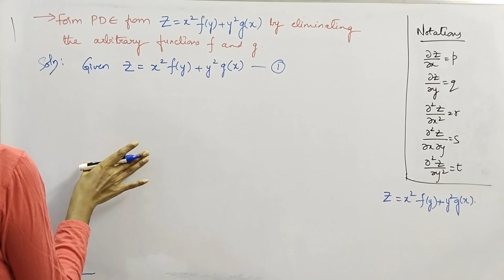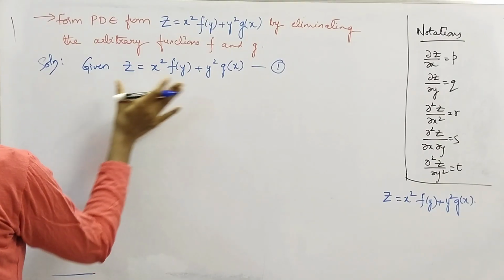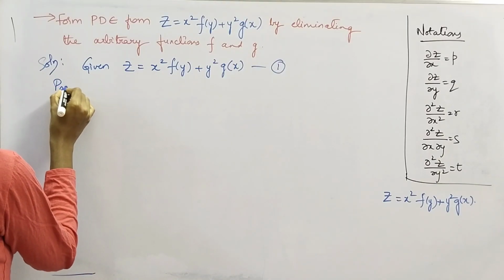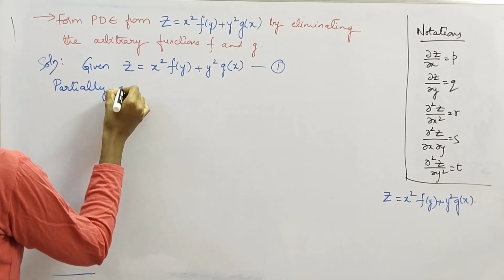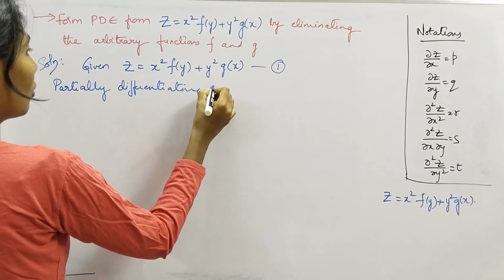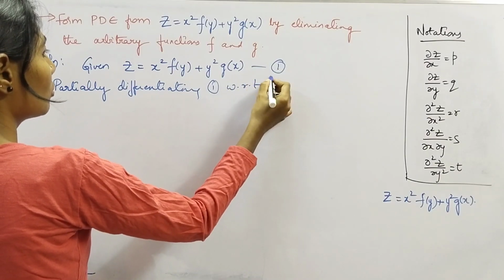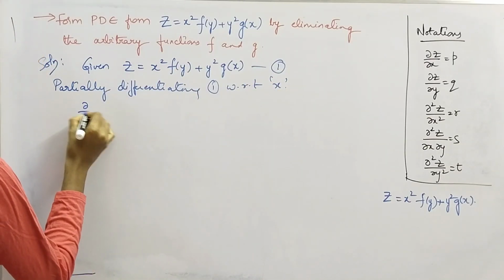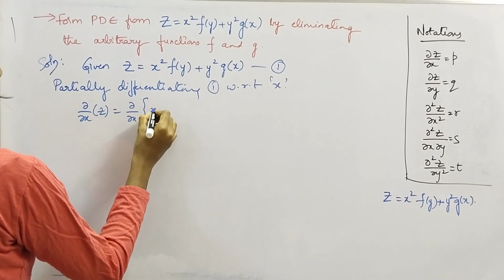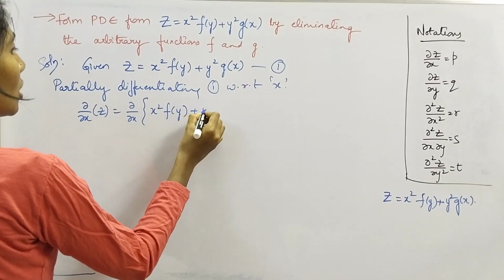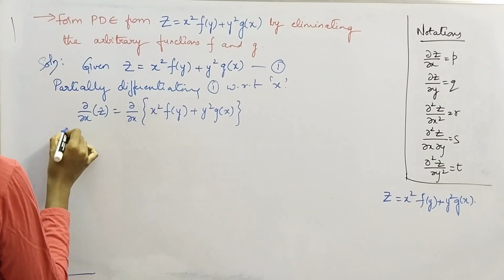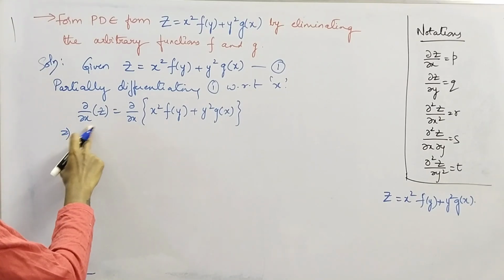Now we are going to find the equation involving p. For that we'll partially differentiate 1 with respect to x. Just apply dou by dou x on both sides of 1. Or you can do directly, you can just skip this step. It is not necessary to take dou by dou x on both sides. Okay, you can just do directly. But in order to avoid mistakes, I am taking dou by dou x.